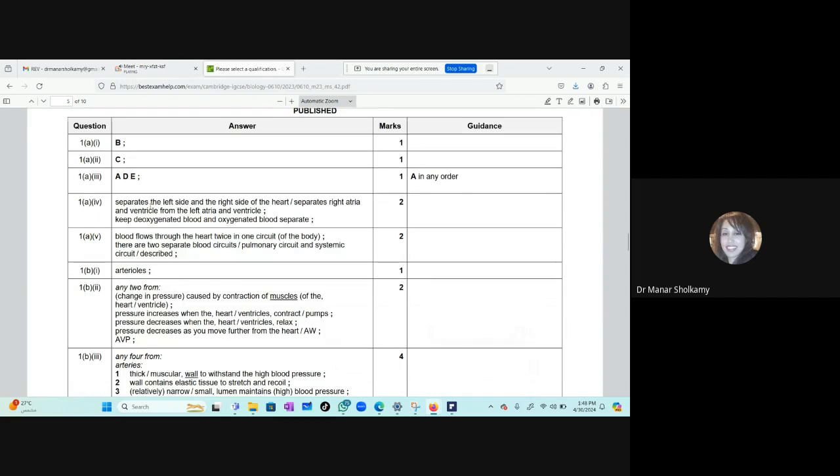Here, see? Separate the left and the right sides of the heart. We said that it separates the right atria and ventricle from the left atria and left ventricle. Keep deoxygenated blood and oxygenated blood separate. It did not mention anything about pressure. So don't mention anything about pressure. It provides for a double circulation. It does not allow the mixing of the oxygenated and the deoxygenated blood, like we know. But it doesn't mention anything about pressure, so don't add that. Okay?